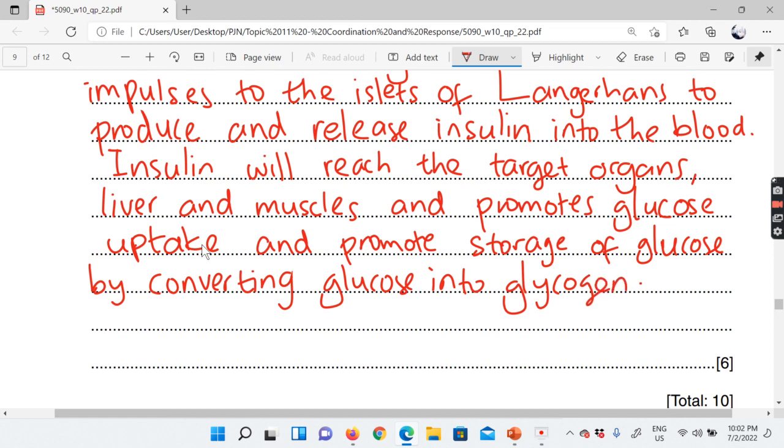So here I mentioned the change that happened. The effect that insulin has on the target organ is to promote the glucose uptake. That means taking in glucose, making the cells more permeable to glucose, and promoting the storage of glucose by converting glucose into glycogen. Now that we're done with that, we have to mention that the level of glucose is back to normal, because we're talking about homeostasis here, reaching that normal level.